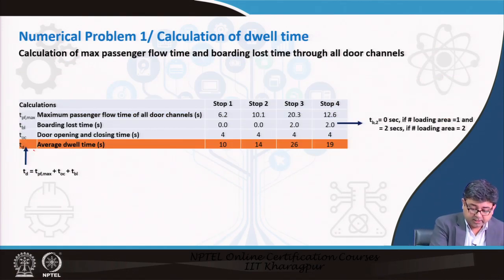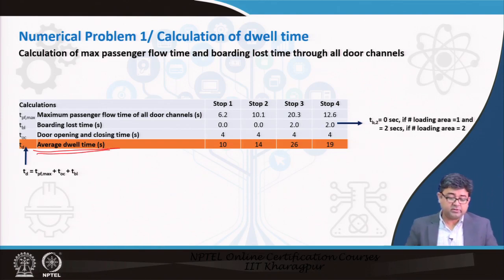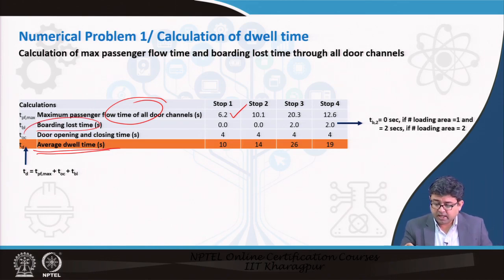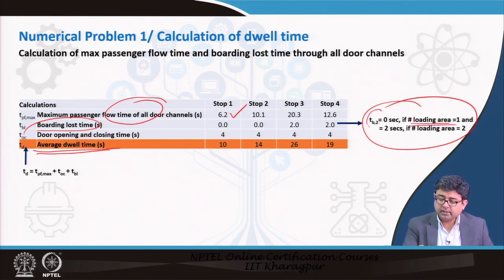In order to determine your first answer, which is average dwell time, all you have to calculate is, you already know the passenger flow, which you have calculated in the last step. Boarding loss time is something that again is a standard value that is given. If there is only one loading area, there is no loss.